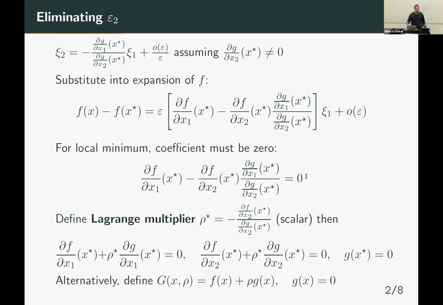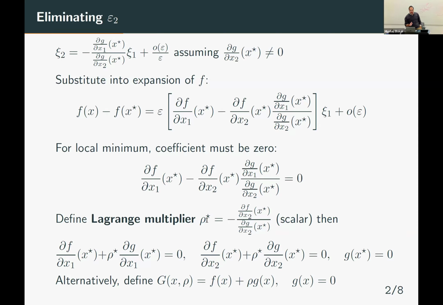Now, just to take it to the next level, comes Lagrange. I believe the technique that I'm going to describe in a minute is named after the French scientist Lagrange, but I'm not 100% sure. Anyway, let's assume that Lagrange came and said, I'm going to define this term, the minus partial of f with respect to x2 over the partial of g with respect to x2, as rho star. We call that the Lagrange multiplier.